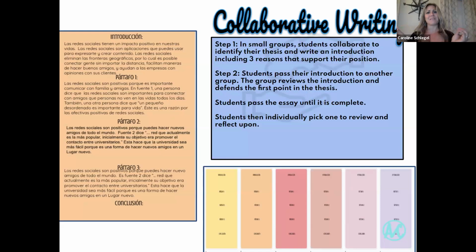So it forces them to think about how to combat maybe an altering point of view within their argument or a different way of thinking. And so this was really great. Students pass the essay until it's complete, and then we reflect individually and pick one to review as a class to clean up, right? It is less intimidating this way.